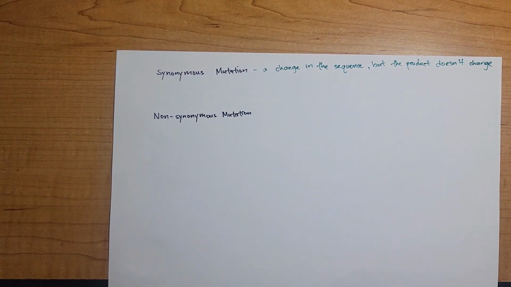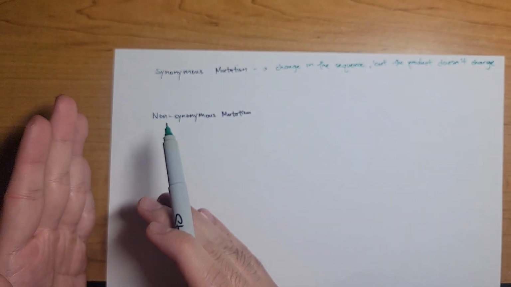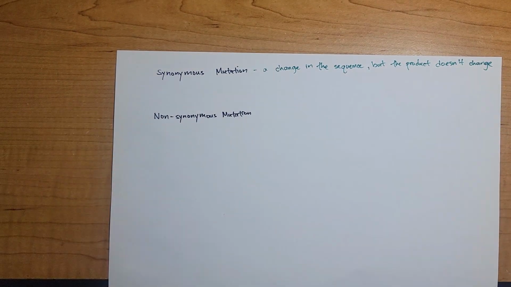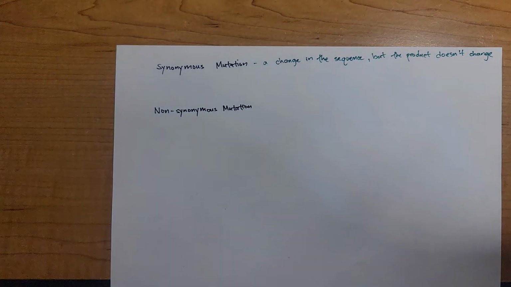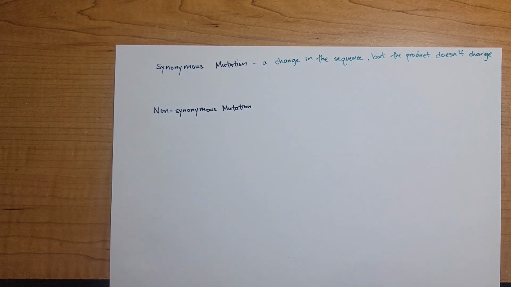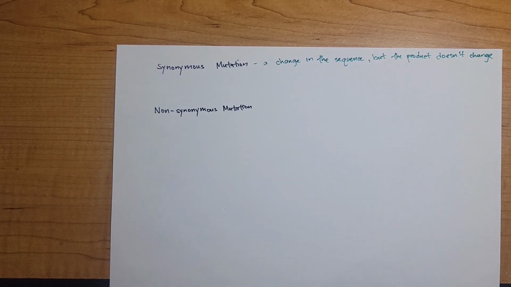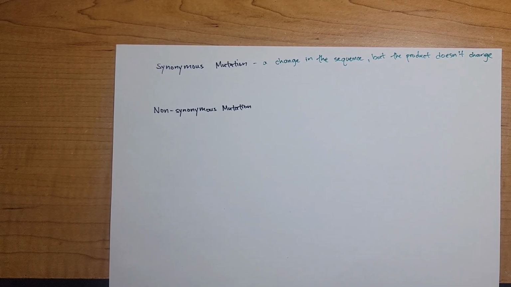Because synonymous means that even though I changed the sequence, it really didn't change the product at all. I don't know the codons, but let's say the 3 codons. Do you remember how some codons are coding for the same amino acid? So even though I changed one of the nucleotides, it didn't really change the amino acid.